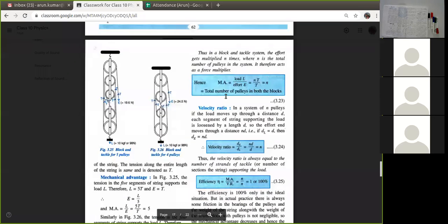But of course, the most important thing is to be able to actually draw the block and tackle system and then to work out the mechanical advantage from the given diagram. Okay, so this is an often asked question, once every 2 or 3 years it repeats. They either ask you to draw the block and tackle system, or they ask you to use a diagram that has been given to do the calculations.